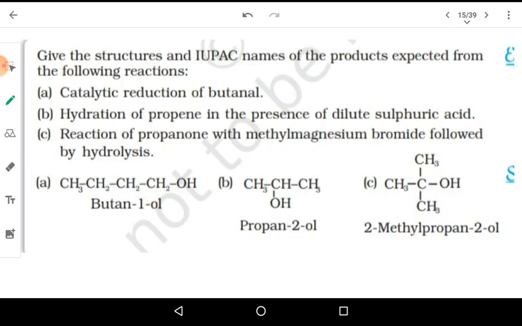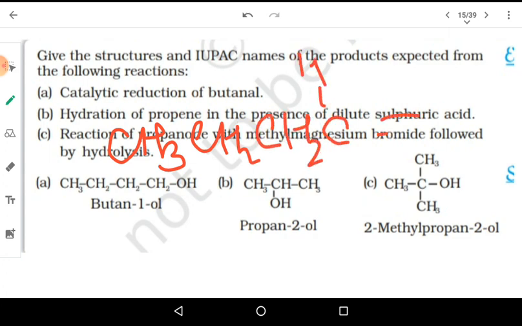We have a question here. Give the structures and IUPAC names of the products expected from the following reactions. Question number 1, catalytic reduction of butanal. When we are carrying out the catalytic reduction of butanal, let's first draw the structure of butanal. We have CH3, CH2, CH2, CH double bond O. So this bond is cleaved. Hydrogen will come to this side and hydrogen also will come to this side, and as a result we are getting butan-1-ol.